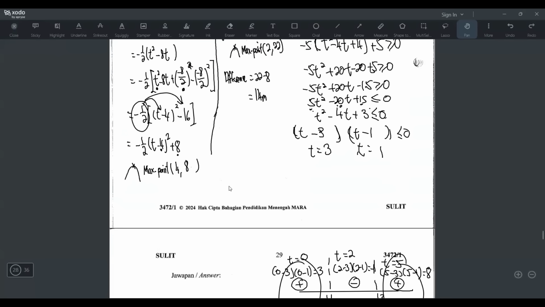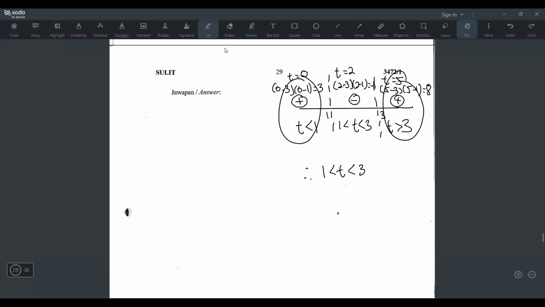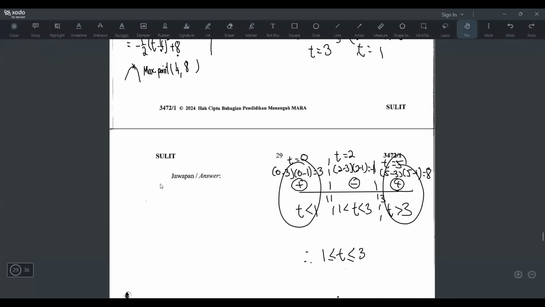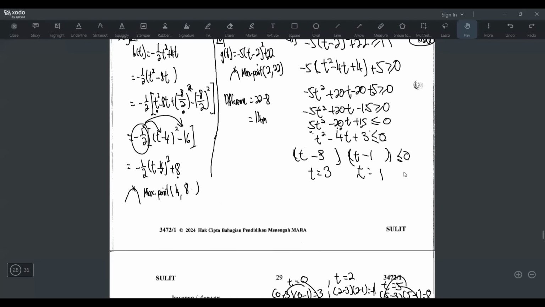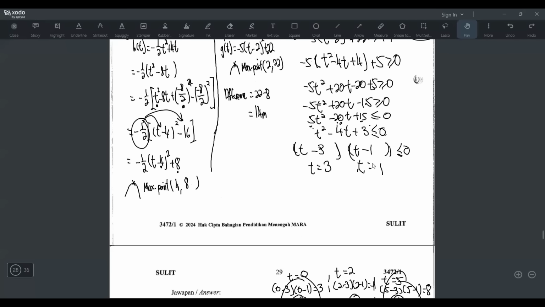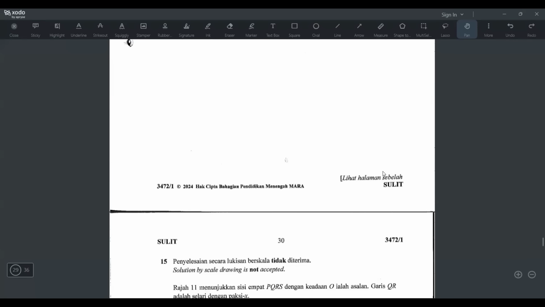And one more thing to mention, if the question has a line like this, you should put the line also. But if the question has no line, then no need. So this is the answer. Oh, and by the way, if you use the graph sketching method and the table method, you will get the same answer also. Different method but same answer. Okay, so that's all.